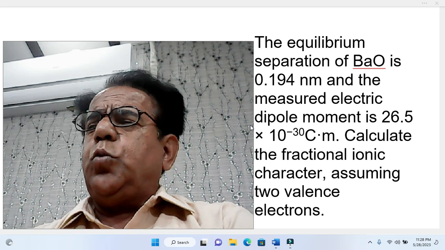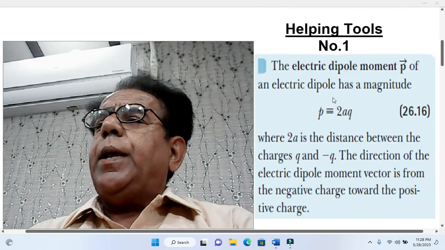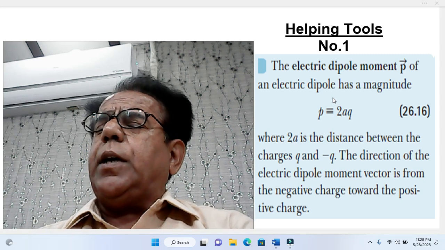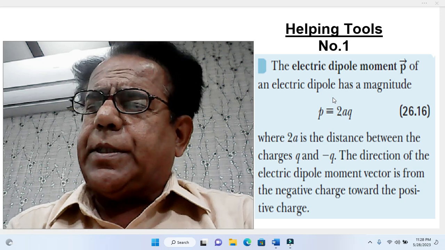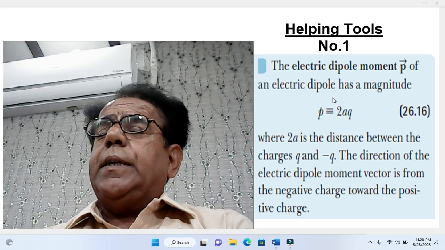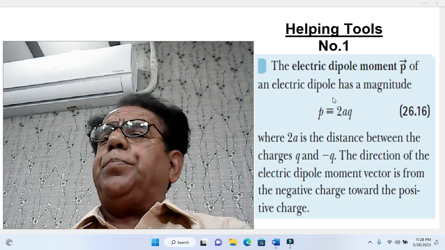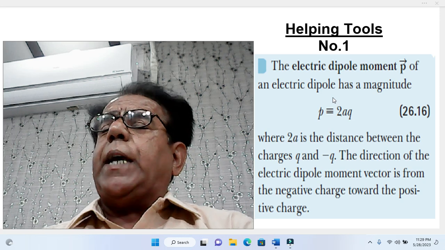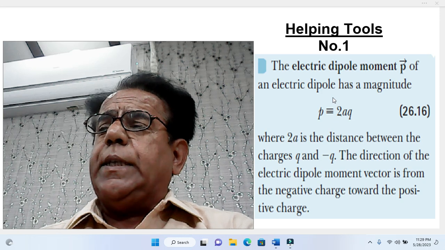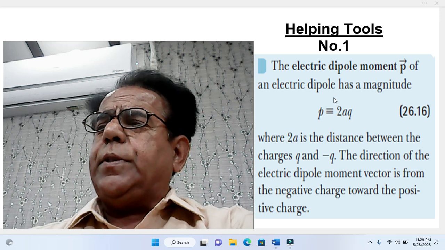Okay, so now we move to helping tools or our toolkit. Helping tool number 1. Dear students, we do not go into detail of this helping tool because it has been sufficiently discussed in previous problems. To the extent of this problem, it is enough if it is shown on screen. So it has been shown on screen.